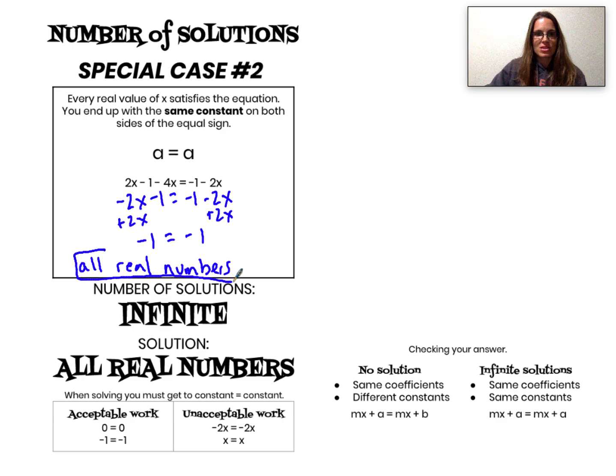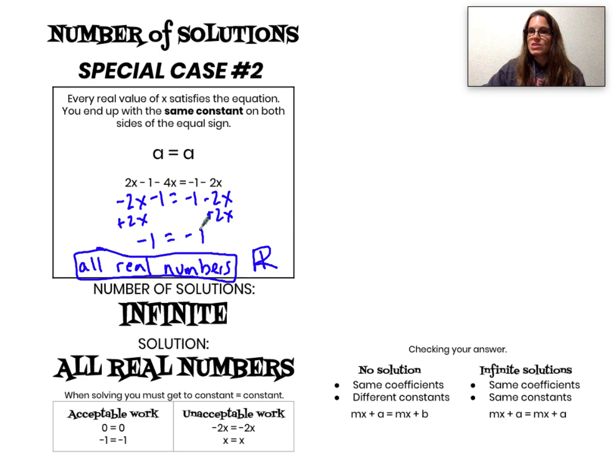All real numbers, which I like to write as this bold R. It's not an I R, it's a bold R, or a fancy R. So the solution is all real numbers because any value of x that I plug into this equation will make the equation true. Negative 1 always equals negative 1.